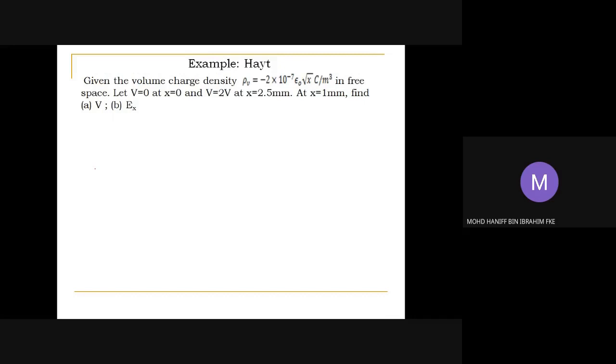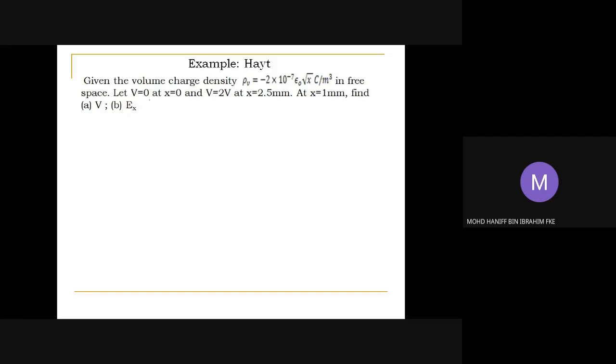Okay, we proceed with the next example. We are given this problem whereby we have a volume charge density rho v of negative 2 times 10 to the power of negative 7, epsilon naught, a set of x coulomb per meter cubed in free space.